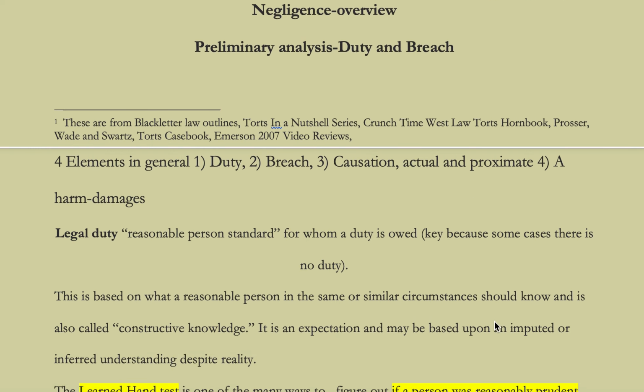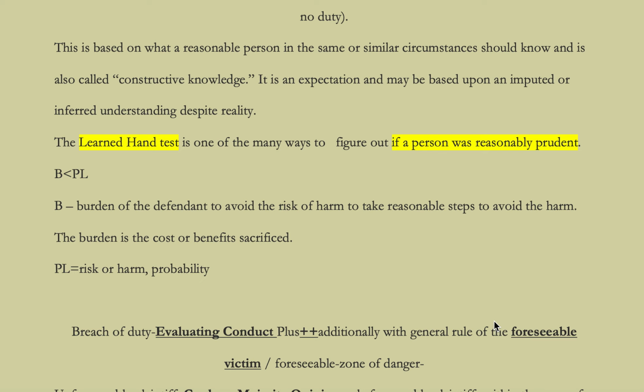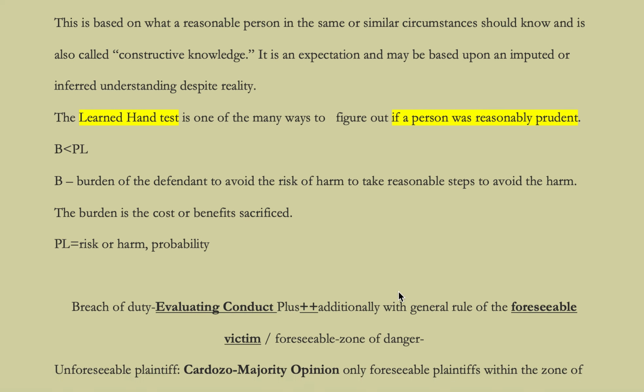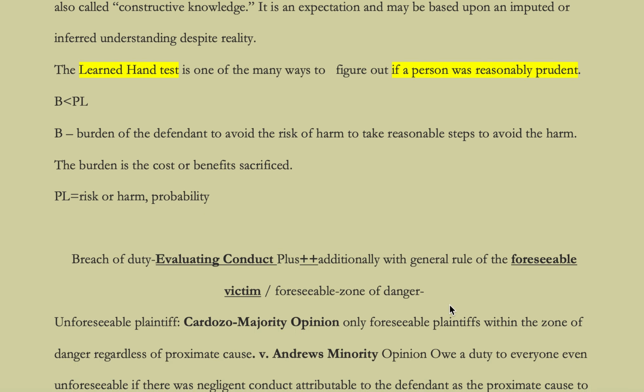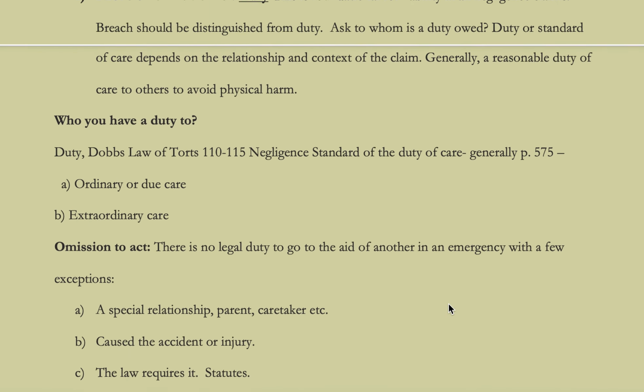So you can go look at the other videos for the reasonable person, the duty, and all that. Okay, I actually did add to the outlines and the notes on this, and I might do another summary afterwards. It just depends on time and everything. Okay, so we're going to scroll down to the causation section.